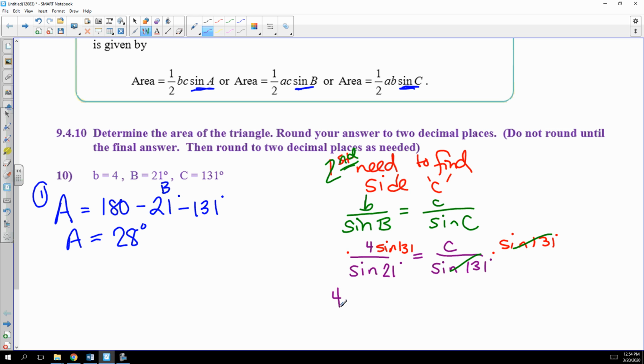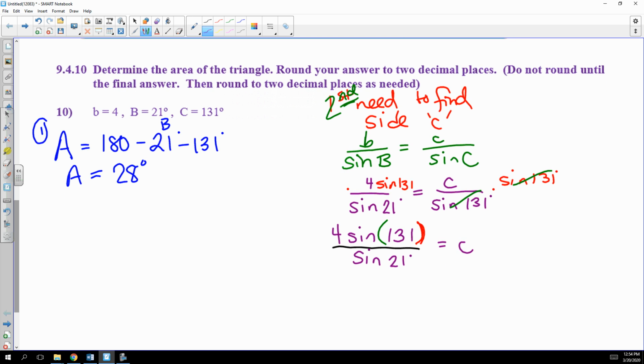So when I type it into my calculator, I'm typing in 4 sine of 131 degrees. Don't forget that the parentheses are going to pop open automatically. Please make sure you close that. I know I say that way too much, but you kind of need to hear it over and over again. Divided by sine of 21 degrees, and that's going to tell you the length of side C. So side C is approximately 8.4, and I'm not going to round that, so we're going to say this is our answer that I'm going to use in the formula to find the area.